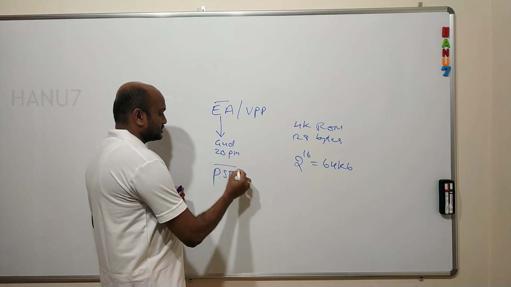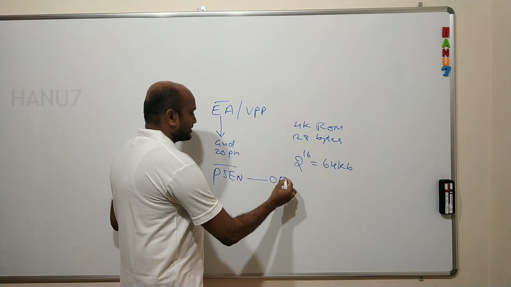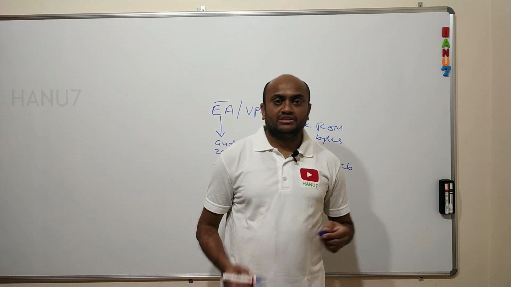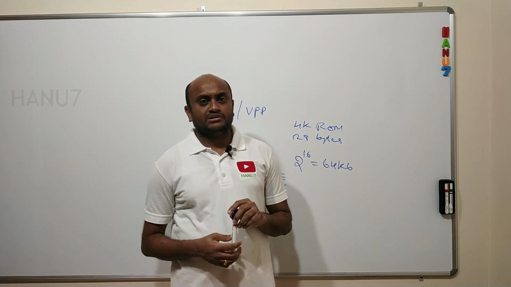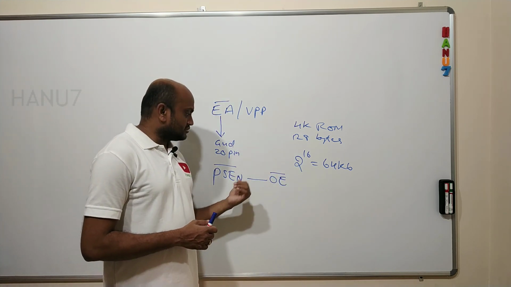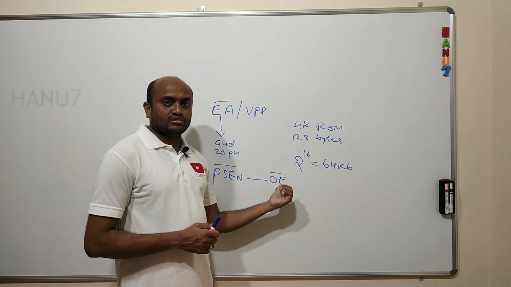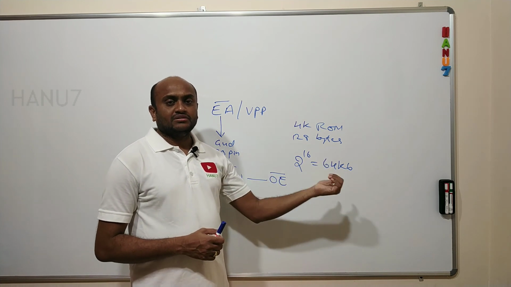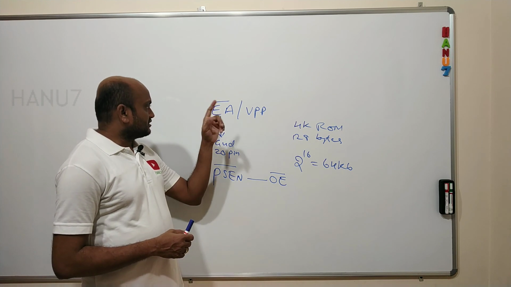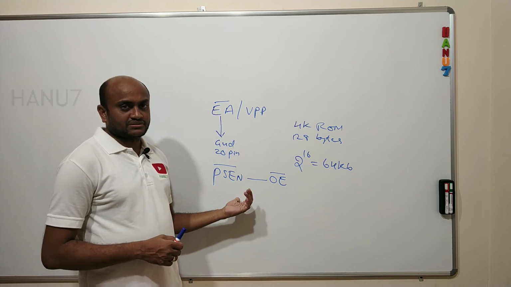PSEN bar. This should be connected to the OE bar pin on the ROM memory. Whatever ROM memory we are connecting, there is a pin called output enable. So this PSEN bar, program store enable, should be connected to the OE bar. Then the code which is there in the external memory will be accessible by the microcontroller. So that is the use of the EA bar / VPP pin.